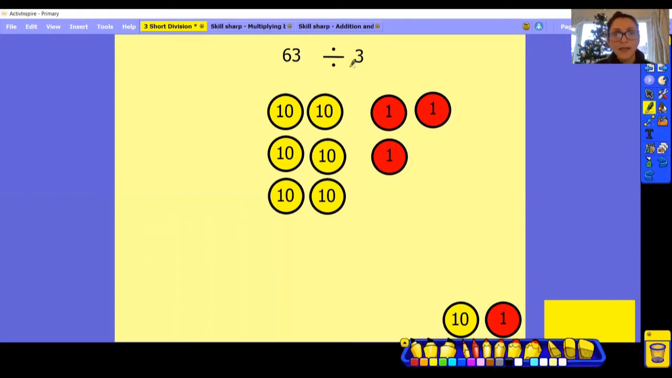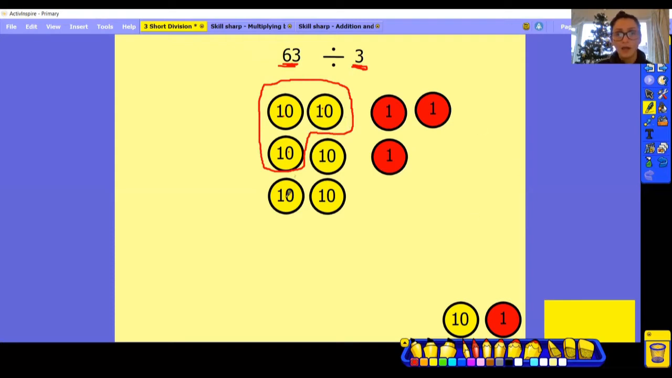Okay, so this is our divisor, the number that we are dividing by. And we're seeing how many equal groups of 63 we can have into 3 groups. So let's always start off with our 10s, okay? We start off with our 10s. So in one of these groups, we want to have 3 in each group. So let's have a look. We've got 1, 2, 3. So this makes 1 group.